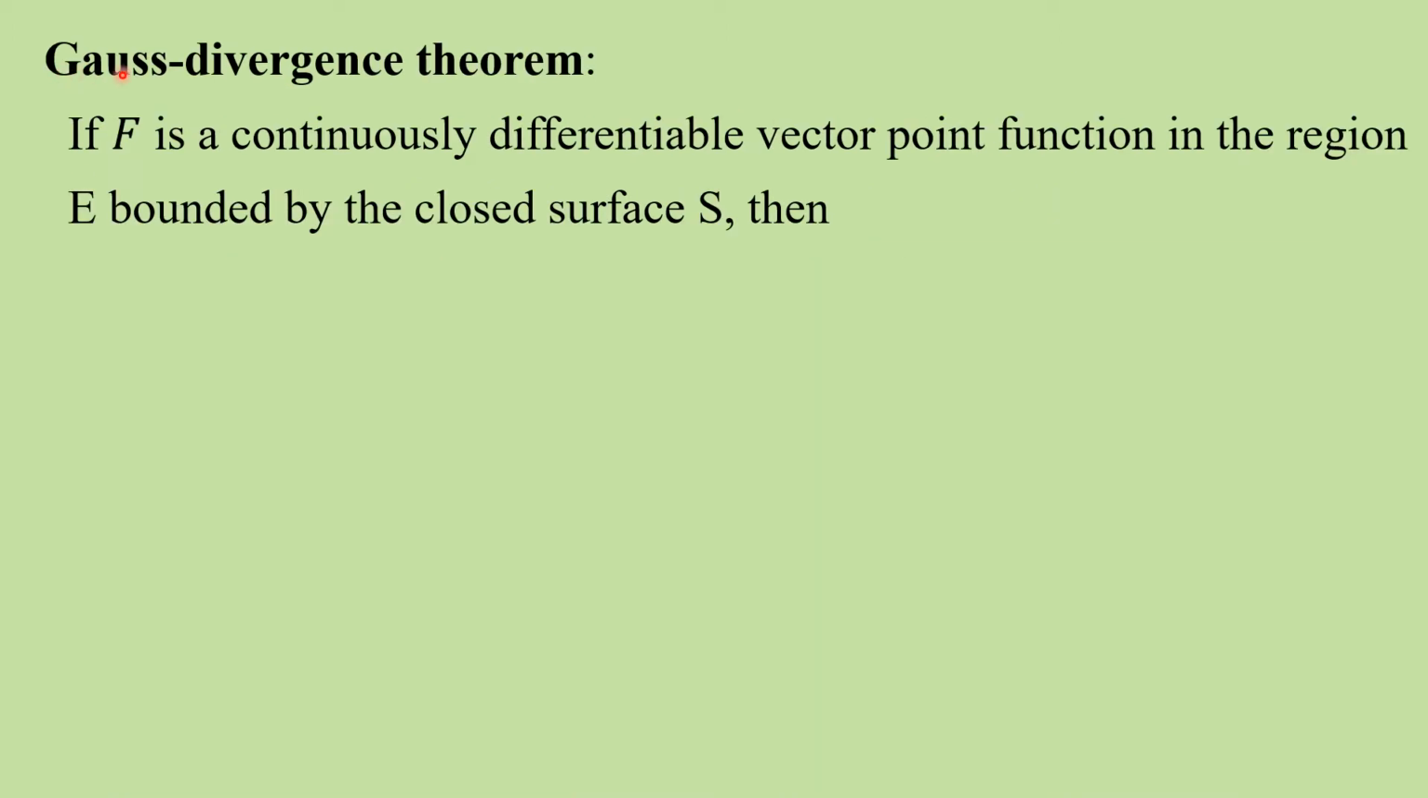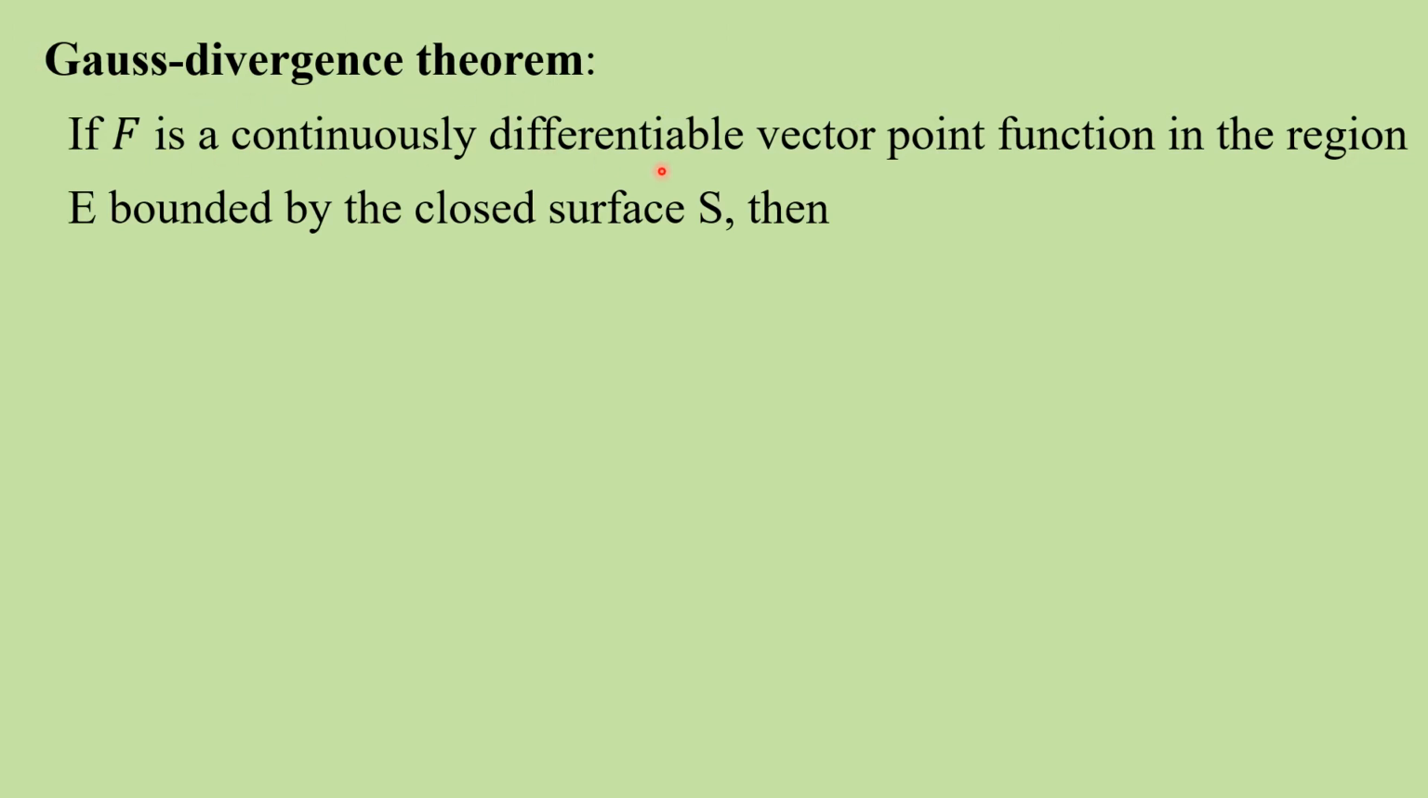The next one is the Gauss divergence theorem. As you know, Stokes theorem converts the line integral of f along a closed curve C into a surface integral of curl f over S. Now the Gauss divergence theorem converts the surface integral of the vector f itself, over S, into a volume integral of divergence f. Converting the surface integral of f to a volume integral of divergence f is nothing but the Gauss divergence theorem.